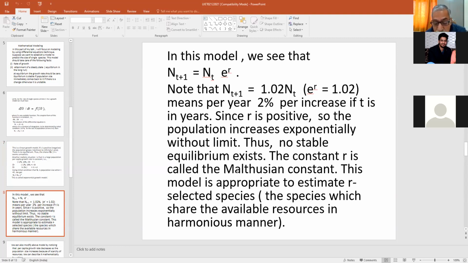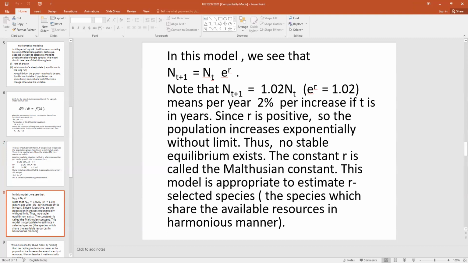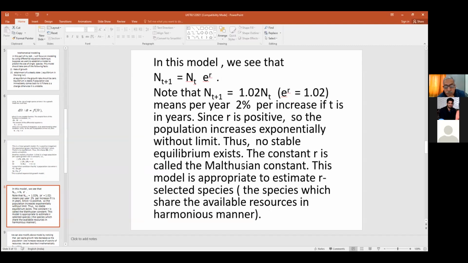This word Malthusian is the name of a renowned biosciences scientist. Malthusian, you might have heard the name, was a great botanist who started exploring how to find the size of a species. So this r is named after his name, Malthusian constant.